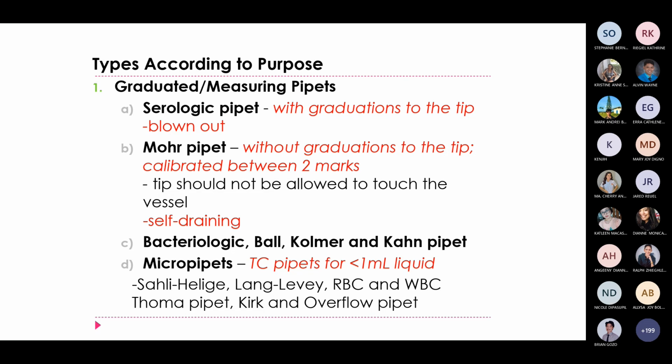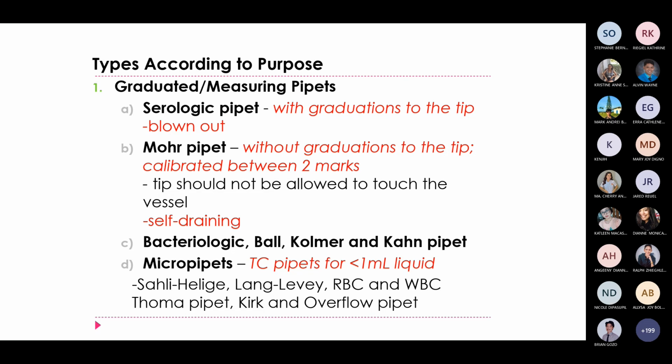Okay. So, for the Mohr pipette naman, without graduations to the tip. Sinong umabot hanggang dulo? Si zero, serologic pipette. Okay, calibrated naman between 2 marks si Mohr pipette. The tip should not be allowed to touch the vessel and it is self-draining. Again, kapag self-draining, it doesn't require blowing. Kaya nga siya kusa kasi nga may gravity.